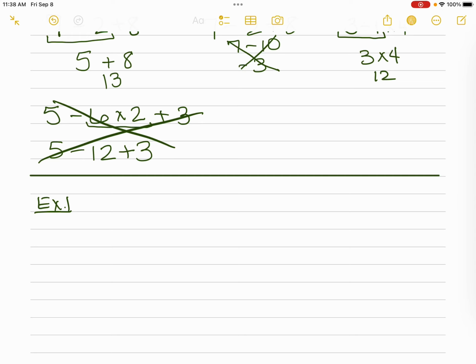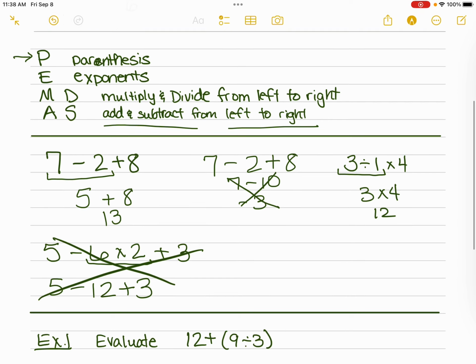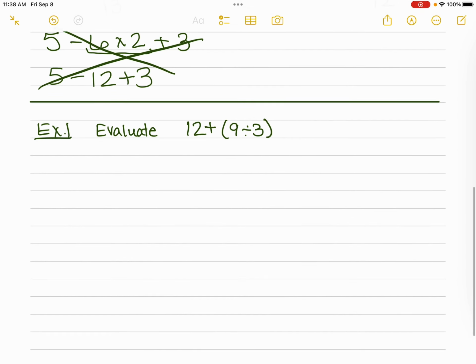But on example 1, it says evaluate. Okay, what does evaluate mean? It means to solve it. So evaluate 12 plus, and then parentheses, 9 minus 3, divided by 3. Okay, so what am I doing first in this? Well, if you look back at the PEMDAS, the P comes first, which is parentheses. So that means you always do what's in parentheses first.